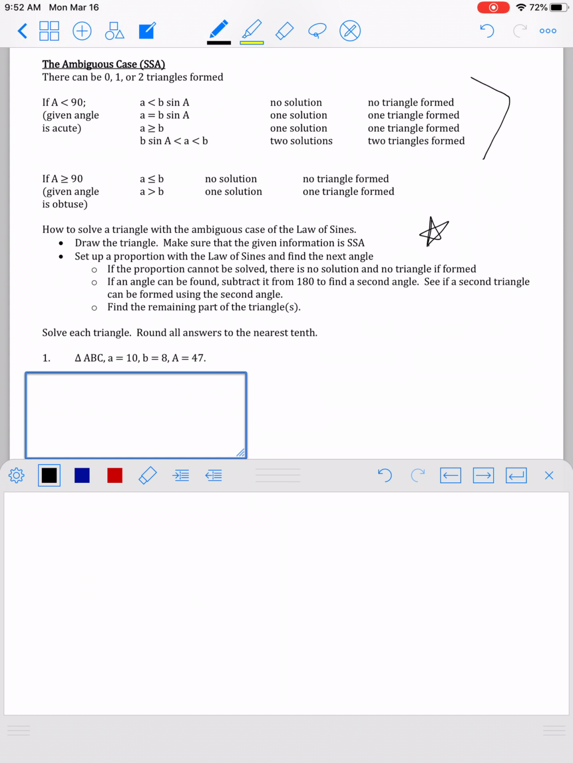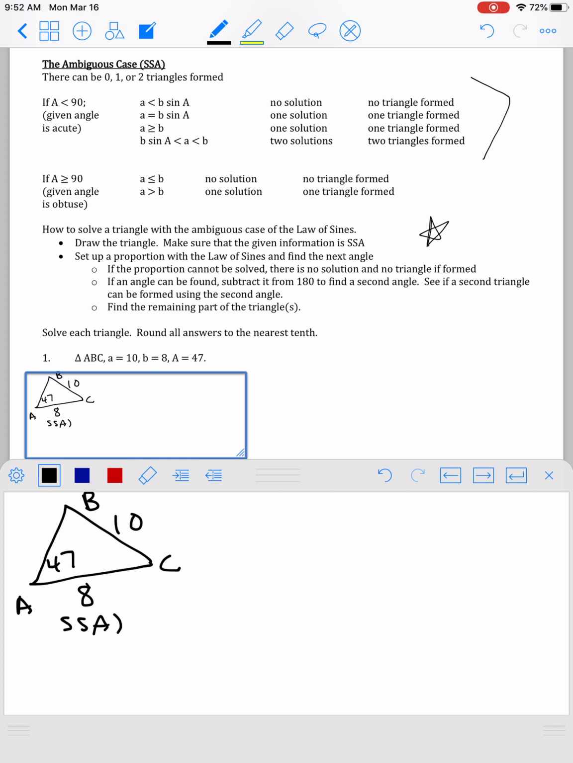So first of all, the triangle has to be presented as SSA. If we draw the triangle like we did in the previous lesson, A, B, C, and B is 8, and A is 10, and the angle's 47, you can see this is SSA, which means we have to test it for 0, 1, or 2 triangles. So set up a proportion for the law of sines to find the next angle.